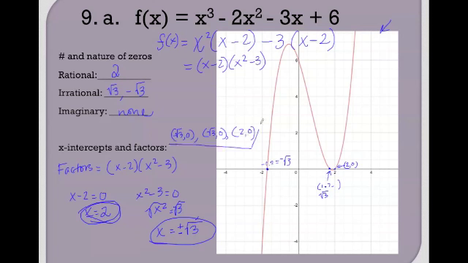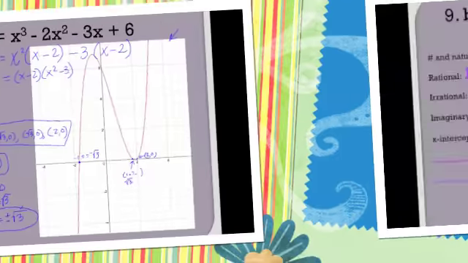So here are our x-intercepts again, here are our factors, and here's the chart of the nature of our zeros. And then the picture just confirms what we found.